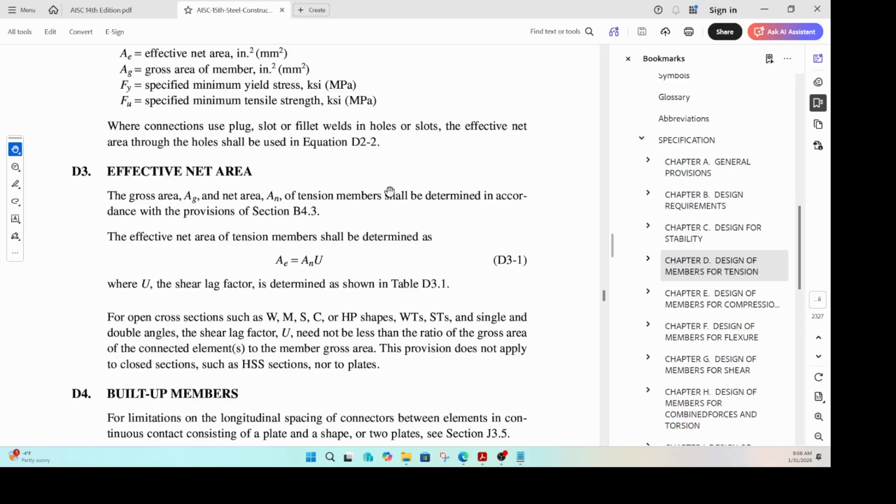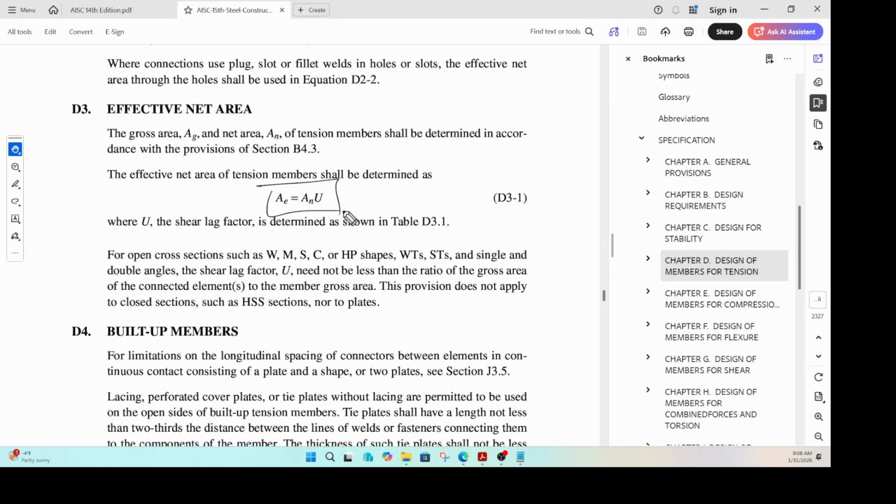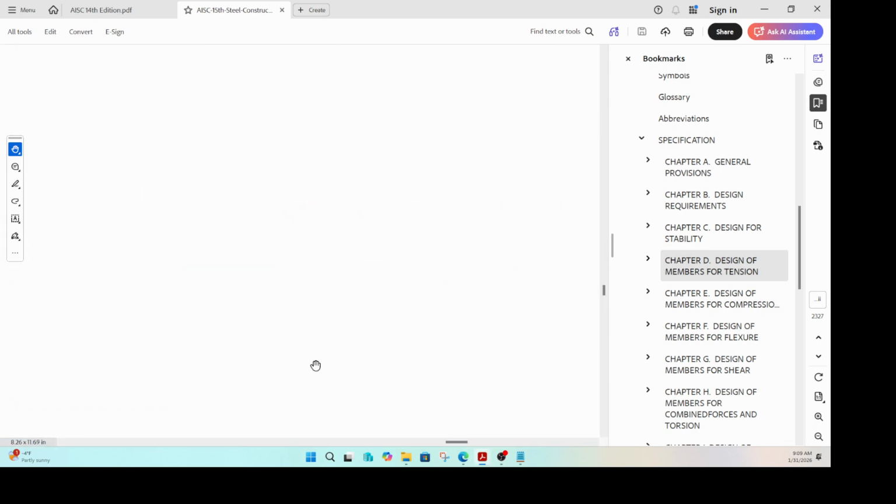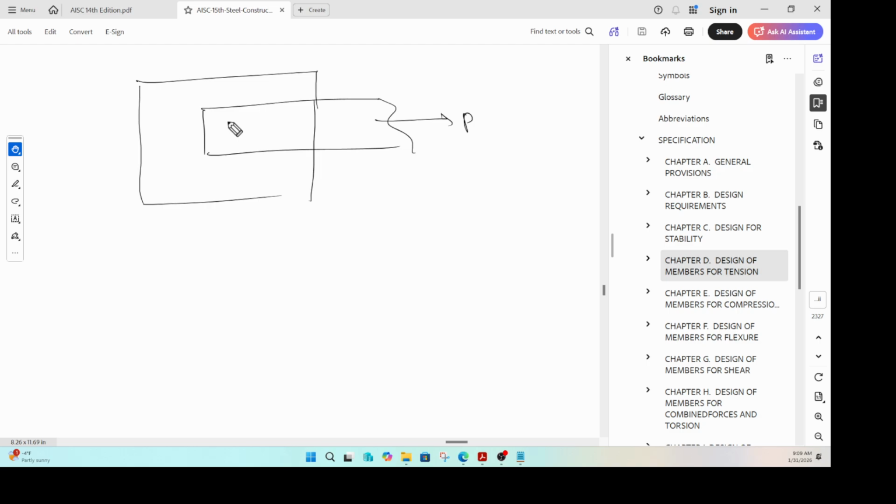Now we scroll down, and we find out that AE has to be calculated as AN times U. AN is the net area, and U is something called a shear lag factor. To calculate net area, you'll have to understand two things. Let's say this is the plate, and this is the tension member under consideration. Here is the P, and there are two bolt holes. We are interested in calculating the net area of this section.